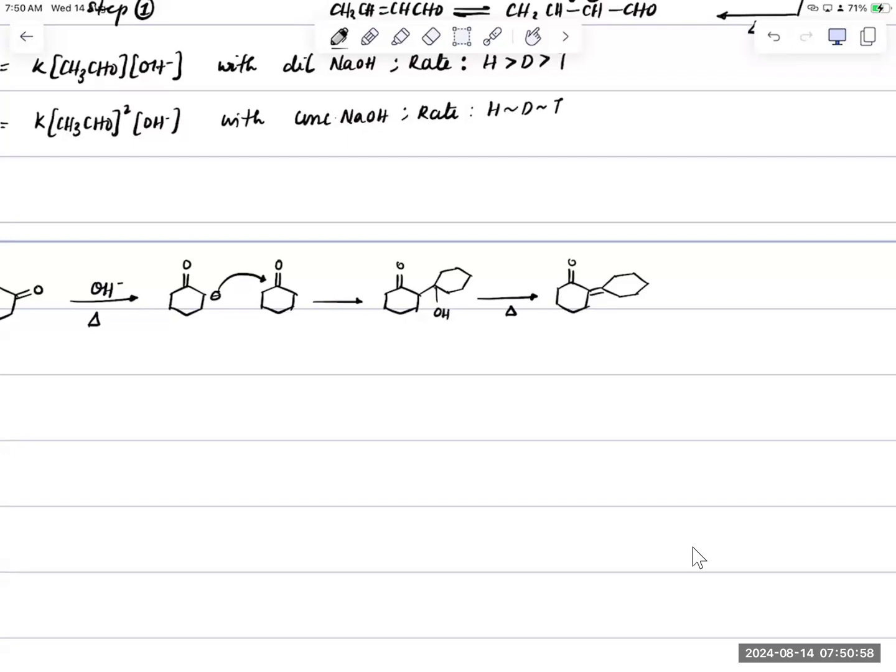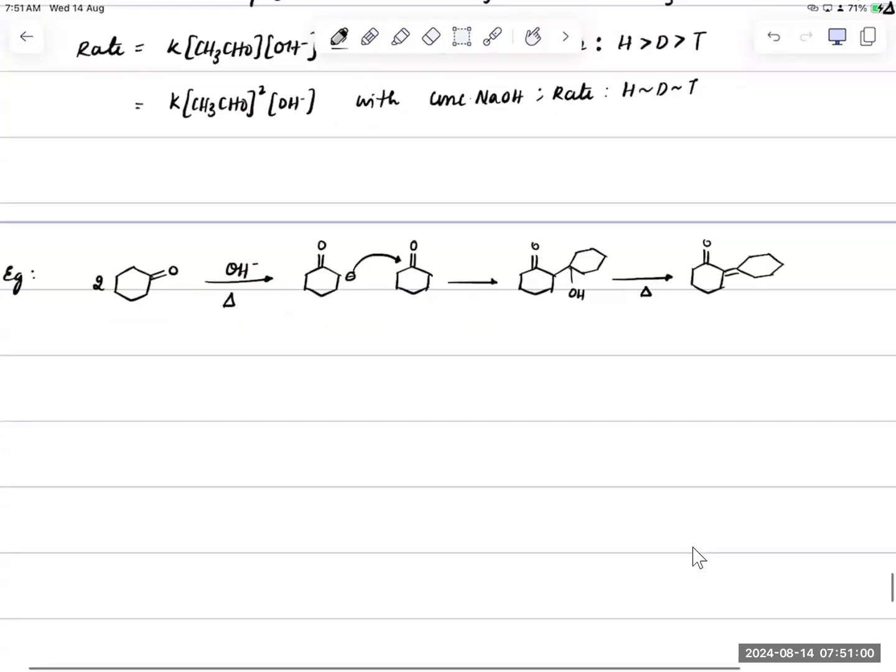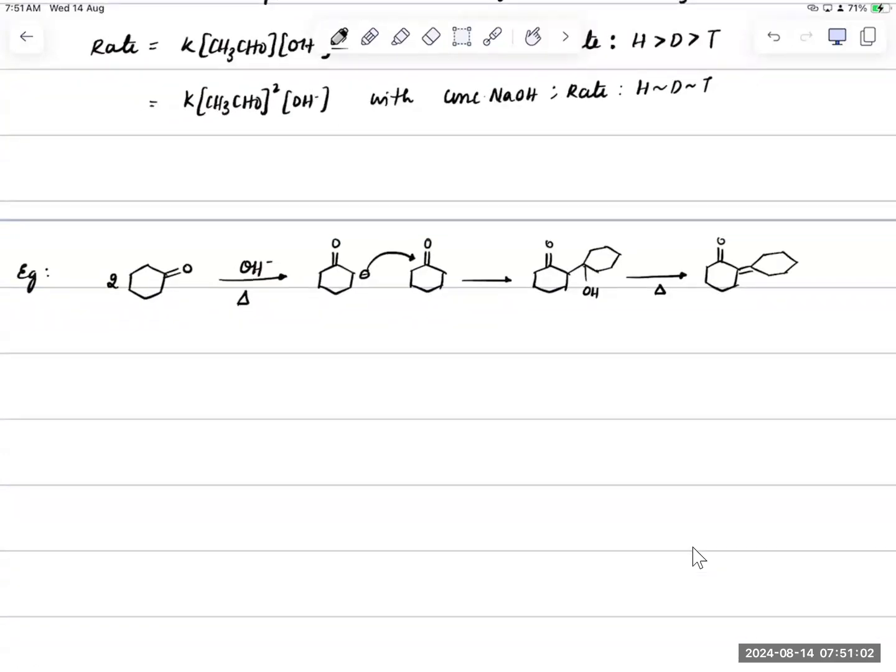Shouldn't the double bond form inside? No, a double bond will always form as a conjugated part of C double bond O. So this should always be in conjugation. Yeah. Okay, sir.